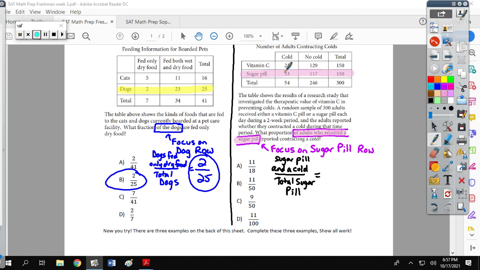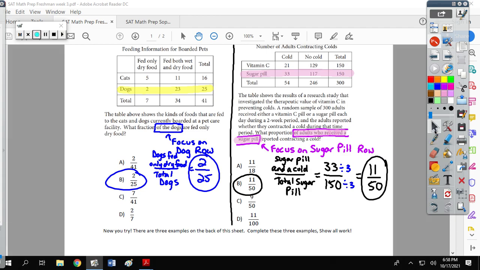So the number of people who reported a cold with the sugar pill is 33. That's your top number. And your total for the sugar pills is 150. These numbers are both divisible by 3, so we would need to divide those answers by 3, which would give us our final answer of 11 out of 50, or B.